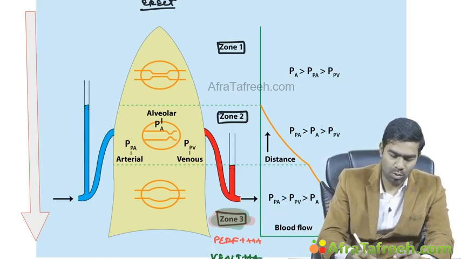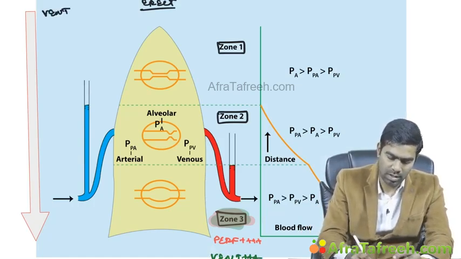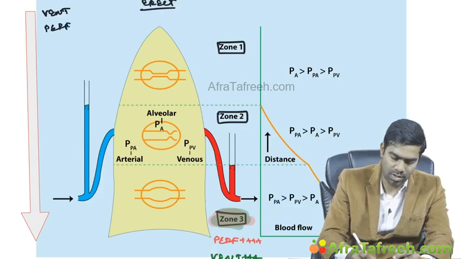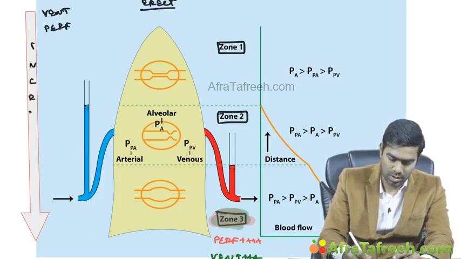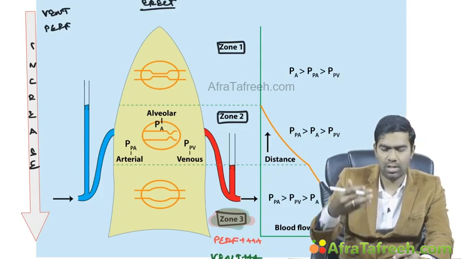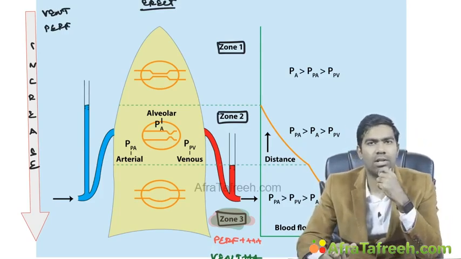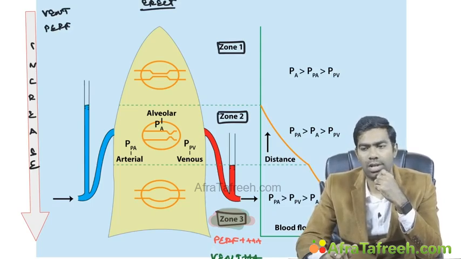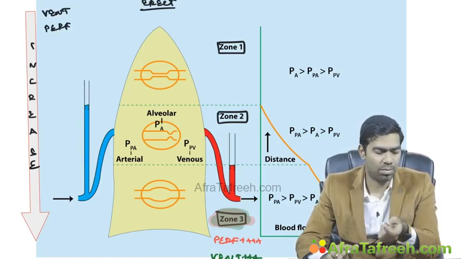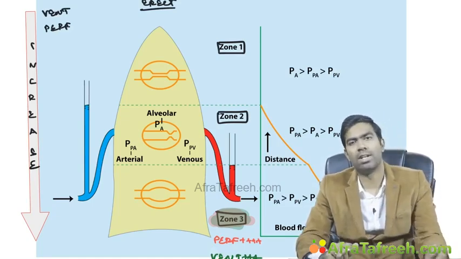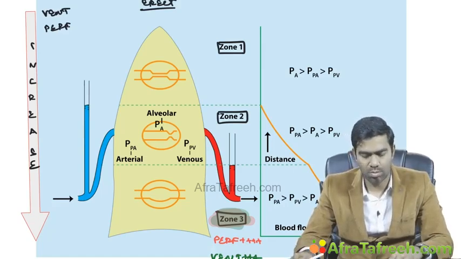Which means both the ventilation as well as the perfusion is going to increase in this particular order. Zone 1 is going to have the least ventilation and least perfusion, zone 2 moderate, and zone 3 maximum perfusion and maximum ventilation. How is it possible?